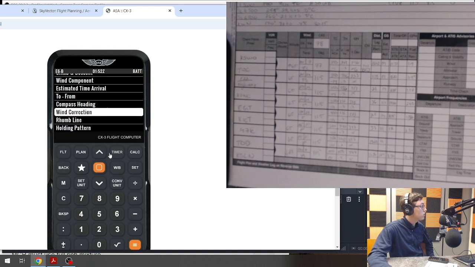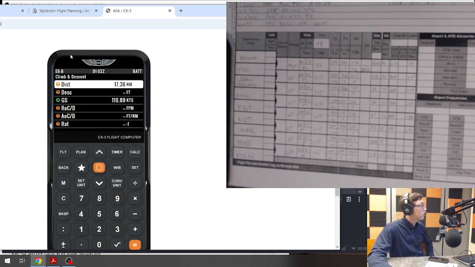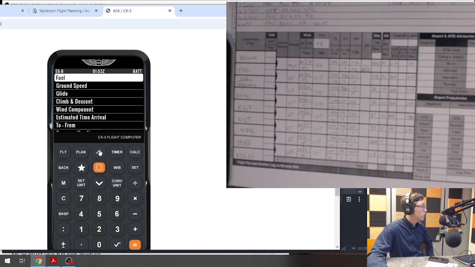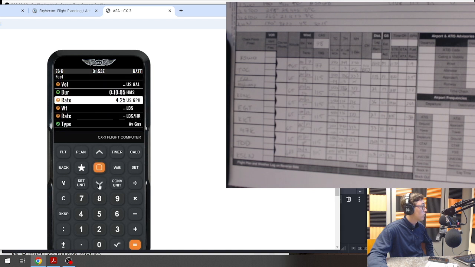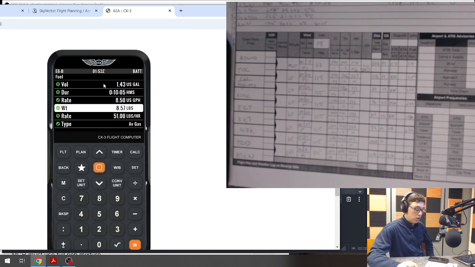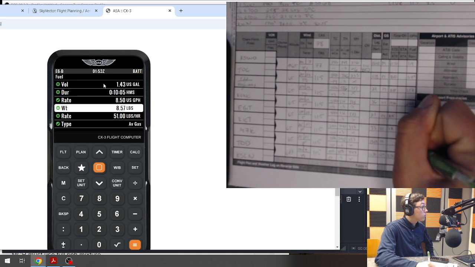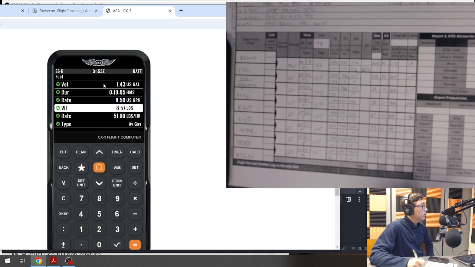Already put that in. Flight. Let's go up to climb and descent. Our distance, what we just found out, 18.64. We're not climbing or descending anything. That value is going to stay 0. Then going up to fuel. Rate of 8.5 gallons per hour. Put that in. 1.43 gallons is what we're going to be using. And then duration 10 minutes, 5 seconds. We'll just round that up to 10 minutes, 15 seconds.